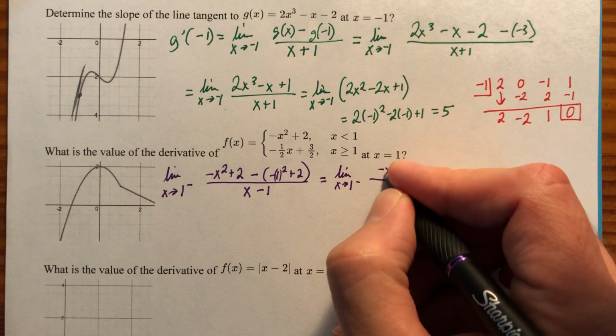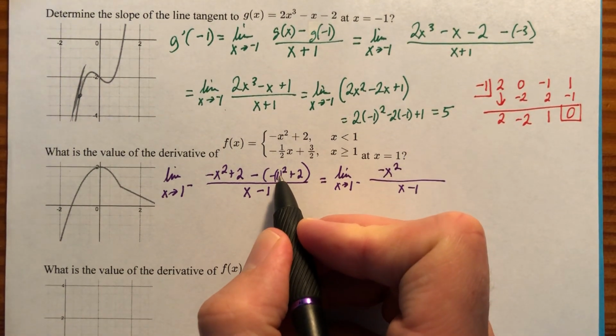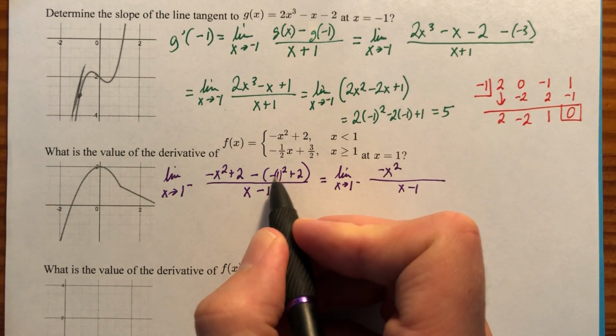So we have -x squared. I'm going to do a lot right here in my head. All right, 1 squared is 1. That makes it -1.